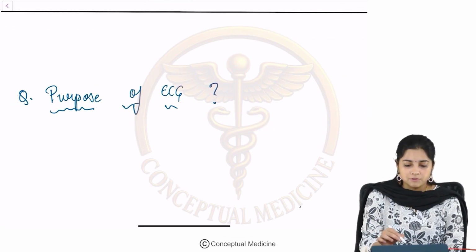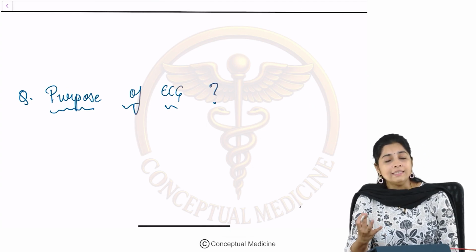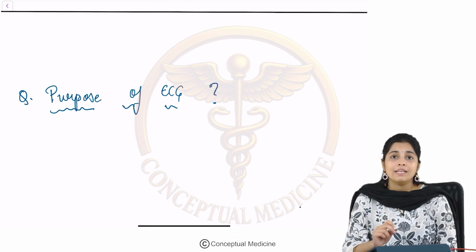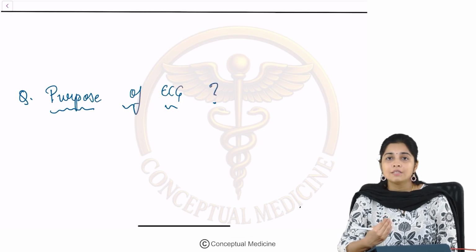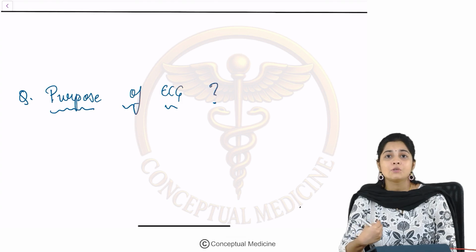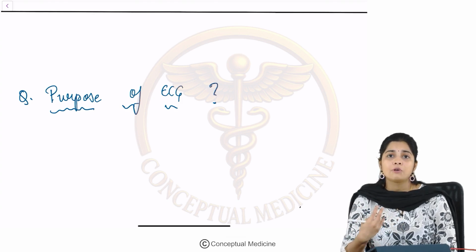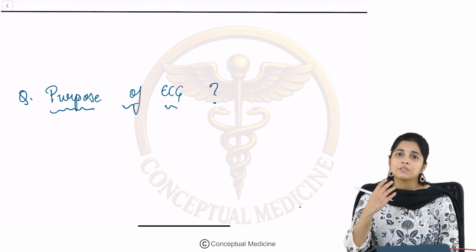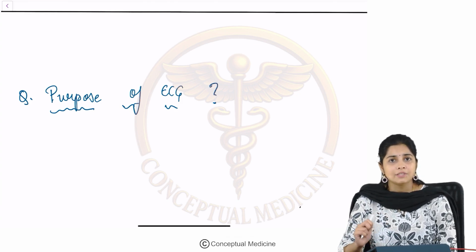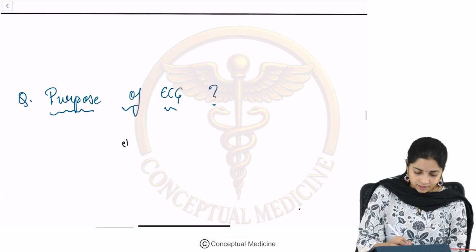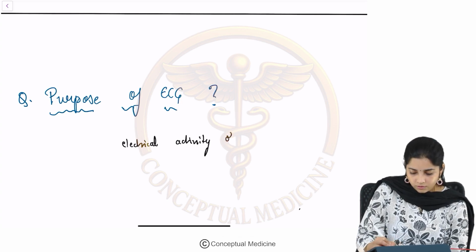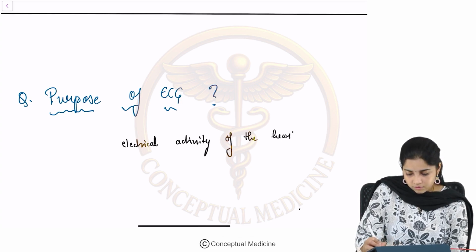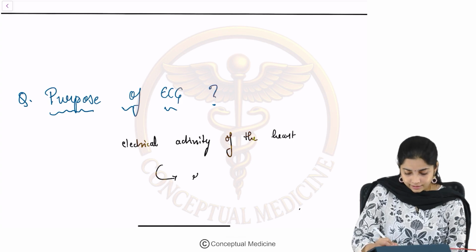What is the purpose of an ECG? We all know that the heart's contraction is based on electrical activity. So we have an impulse generator, which is your SA node, then the impulse travels down and causes activation of the atria, then it travels to the atrioventricular node, the bundle of His, followed by ventricular activation. This is the pathway of the electrical activity of the heart. The electrical activity of the heart is recorded using electrodes.